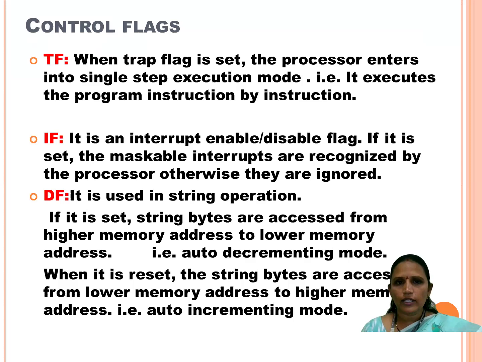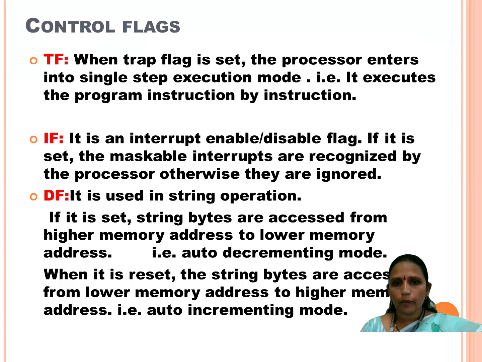When the trap flag is set, the processor enters into single step execution mode. That means it executes the program instruction by instruction. After executing one instruction, it executes the next instruction. In that case, the trap flag will be set.